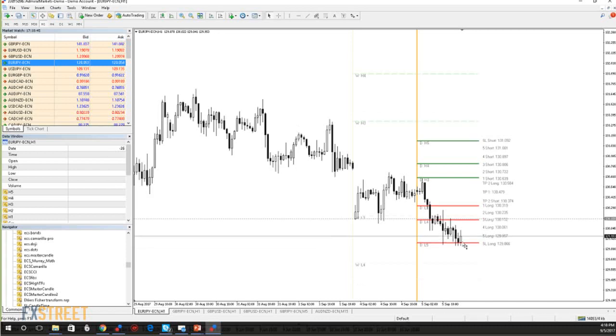Now, ask yourself, why isn't it rejecting, or not rejecting? Why isn't it breaking through below daily L5?